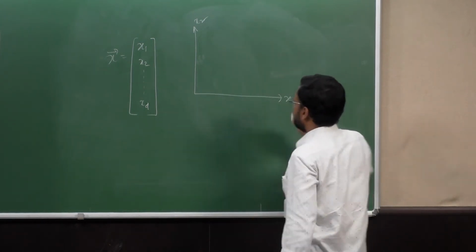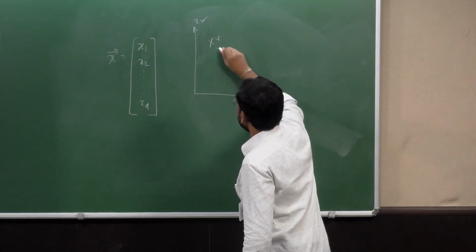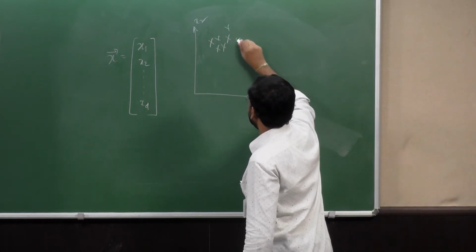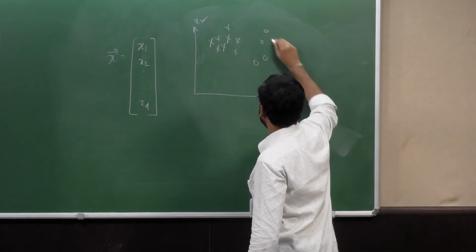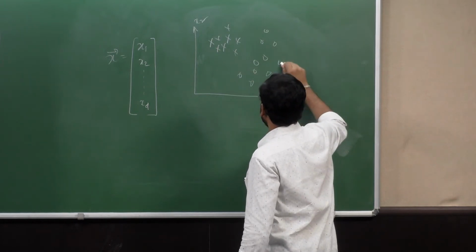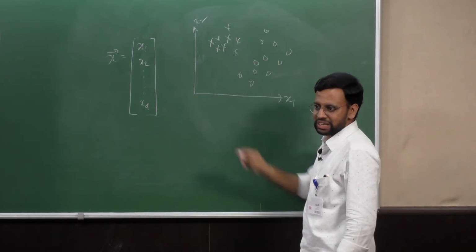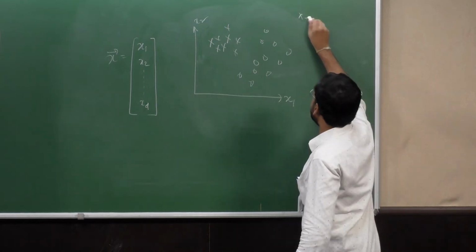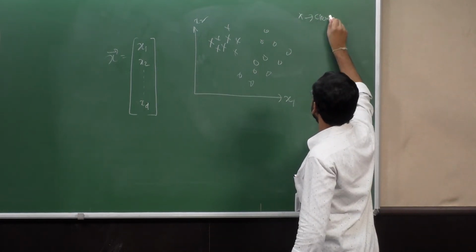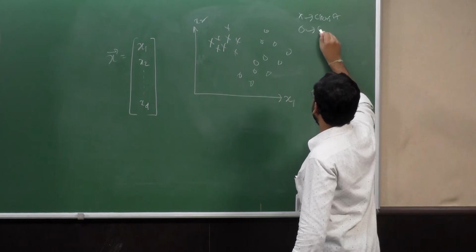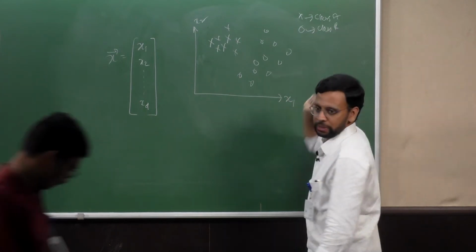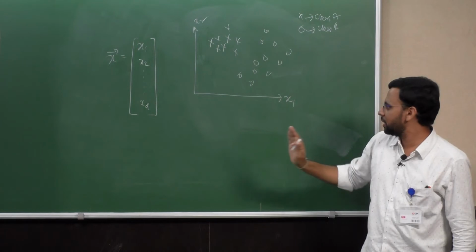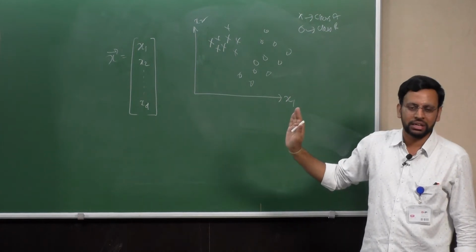What happened for me now is, for one class I got points here, and for another class I got some other points. This is class A, and another class I am representing here as class B. Okay. This is what I acquired from the given training data.